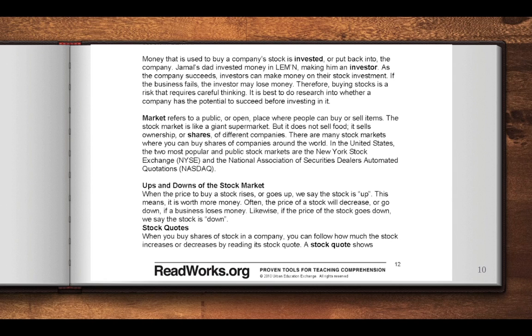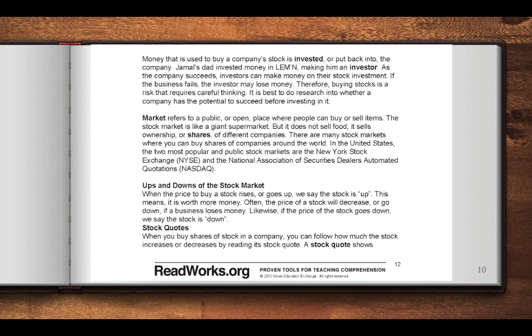Market refers to a public or open place where people can buy or sell items. The stock market is like a giant supermarket, but it does not sell food. It sells ownership, or shares, of different companies. There are many stock markets where you can buy shares of companies around the world. In the United States, the 2 most popular and public stock markets are the New York Stock Exchange and the National Association of Securities Dealers Automated Quotations.